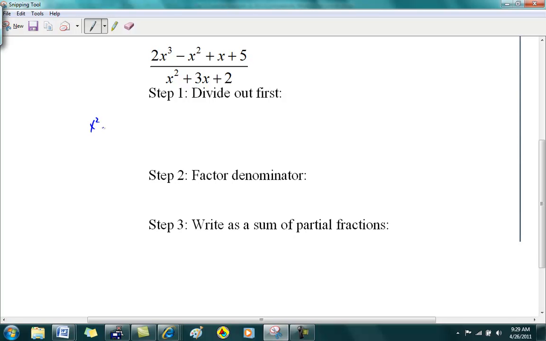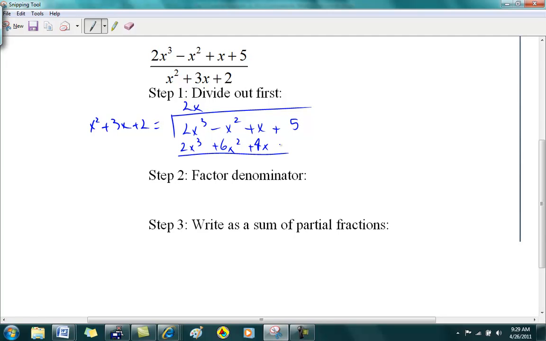So I get x squared plus 3x plus 2 into 2x cubed minus x squared plus x plus 5. I'm going to make this a 2x, so this becomes 2x cubed plus 6x squared plus 4x. I'm going to subtract, and then this becomes minus 7x squared minus 3x plus 5, and I'm going to put a negative 7 here, so I get negative 7x squared minus 21x minus 14, and if I subtract I get 18x plus 19.